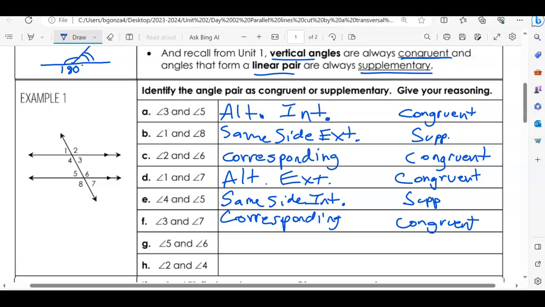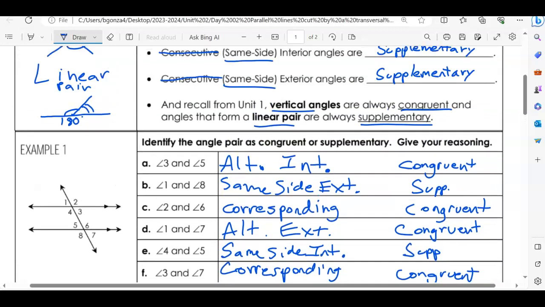Okay, next one. These last two were kind of tricky, right? So 5 and 6. Now look, 5 and 6 are on the same intersection. They're right next to each other. They make a nice straight line. What do you call it when two angles make a straight line? Linear pair. Okay? So again, if they're right next to each other and they make a nice straight line, we call that a linear pair, right? So let's write linear pair.